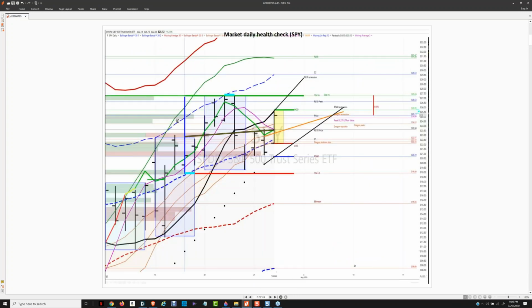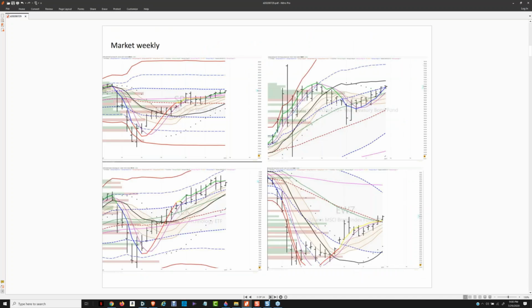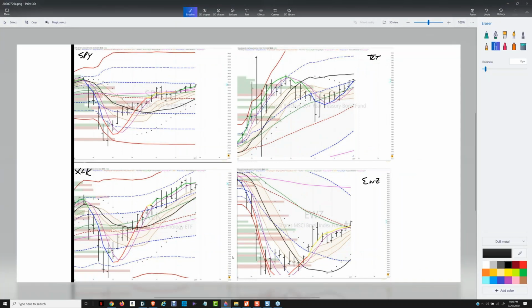All right, so you've seen the daily health check already. These are four clean charts on the market weekly for those four symbols it talked about. So the S&P, just as a quick recap, I feel it's in a really tight compression range, and if it can break above that Z1 on the weekly, then this next block is available.